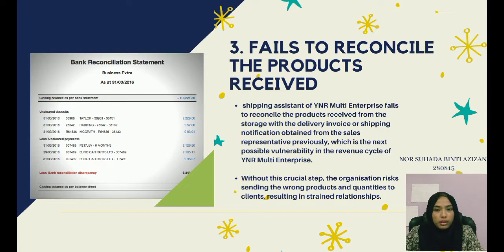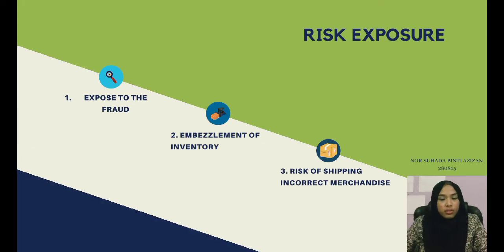Finally, the shipping assistant of Y&R Multi-Enterprise failed to reconcile the product received from the storage with the delivery invoice or shipping notification obtained from the sales representative previously, which is the next possible vulnerability in the revenue cycle of Y&R Multi-Enterprise. Without this crucial step, the organization risks sending the wrong product and quantity to the client, resulting in a strained relationship. There are three risk exposures in the transaction cycle. The first is exposure to fraud, the second is embezzlement of inventory, and the last is the risk of shipping incorrect merchandise.